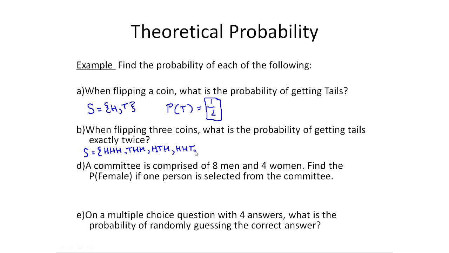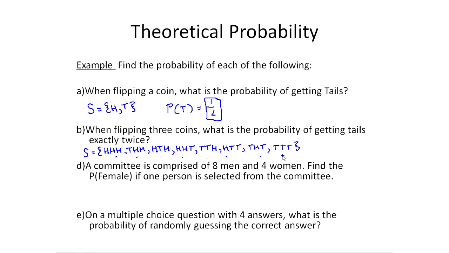Or you might end up with 2 tails. Could be the first 2, could be the last 2, or maybe even the outer 2. And then finally, you could end up with all tails. The order doesn't matter how I think about them. I know that I should expect 8 things by the multiplication rule. So I have 1, 2, 3, 4, 5, 6, 7, 8, and that's the size of my sample space.